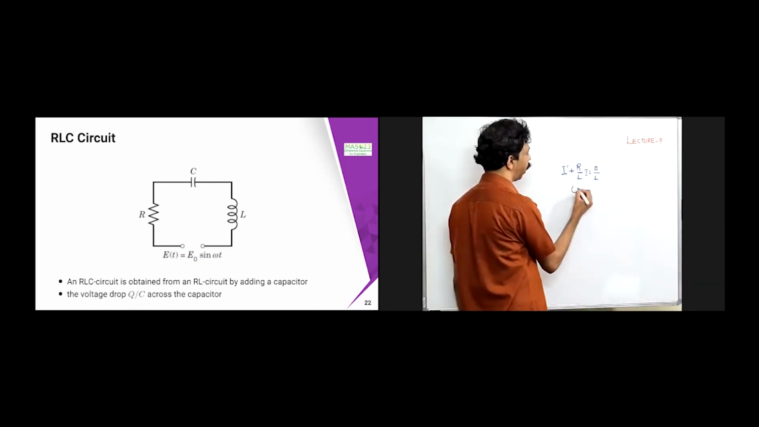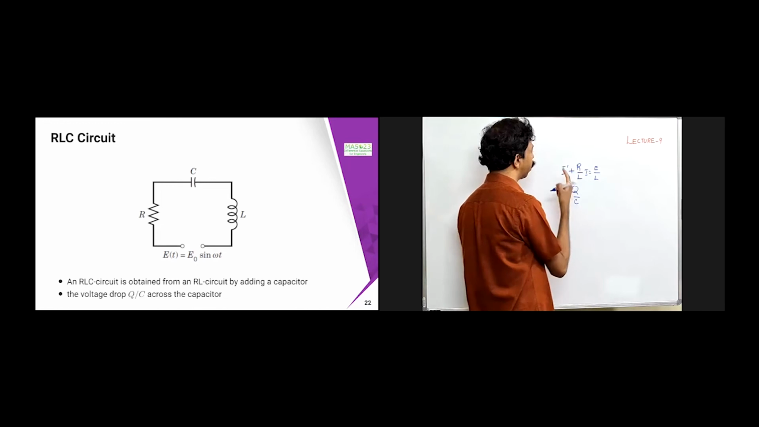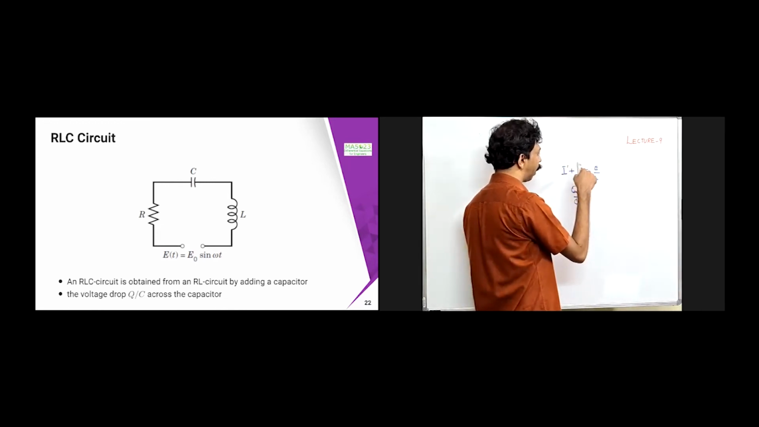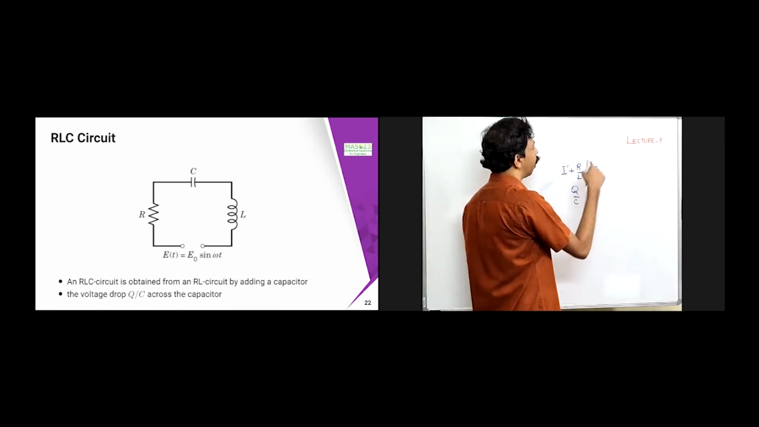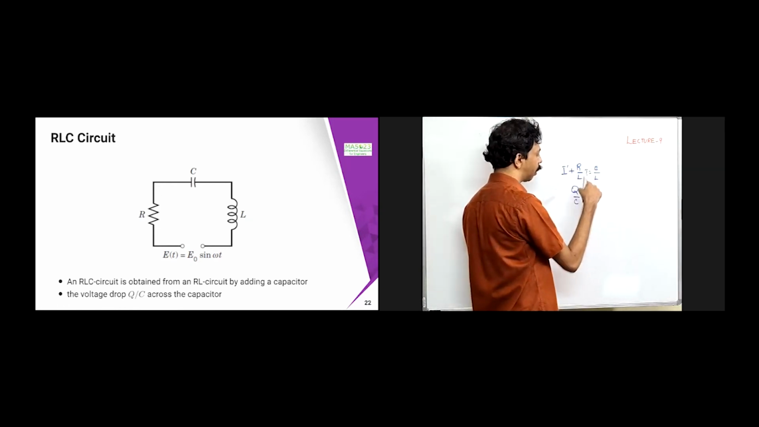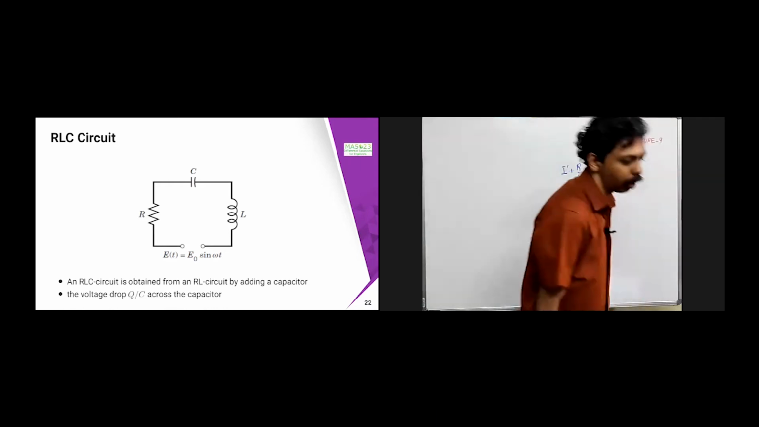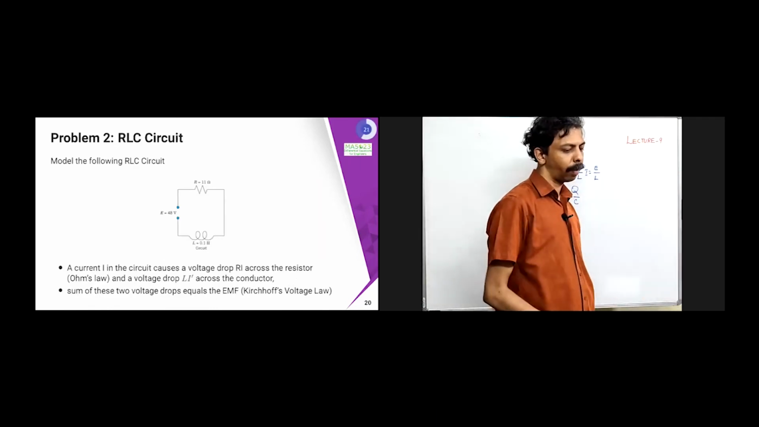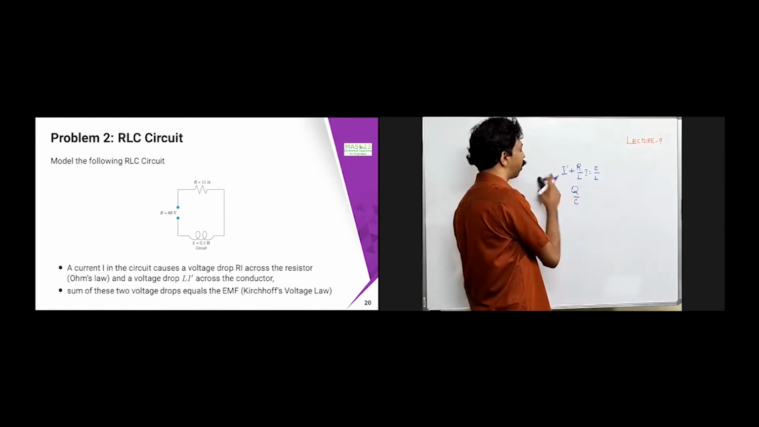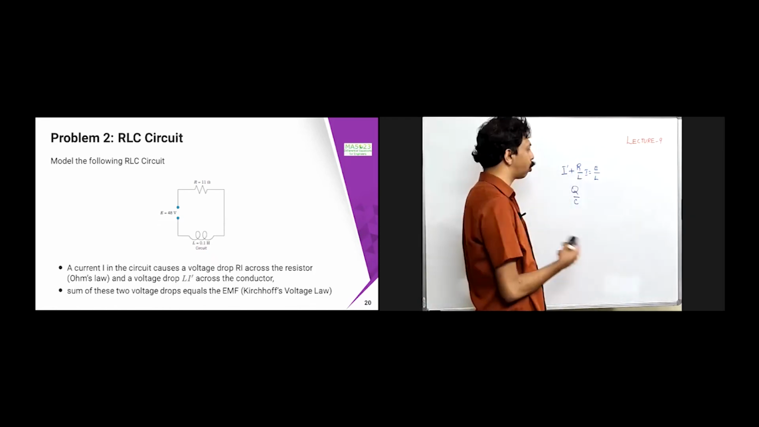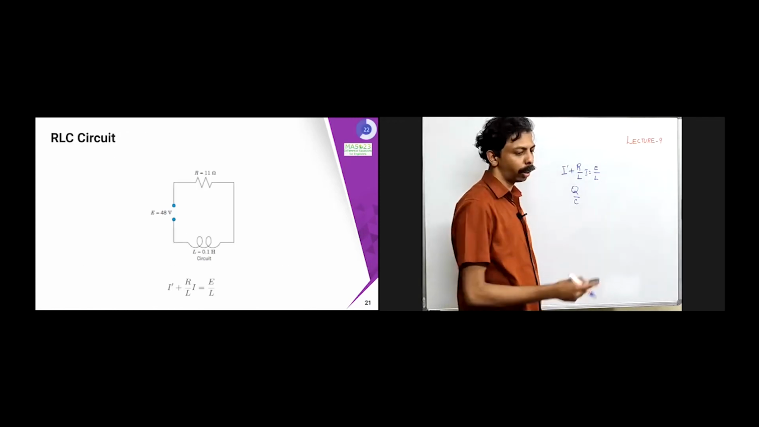The voltage drop across the capacitor is going to be Q by C. So in that case, you have three things. The voltage drop at the resistor is going to be Ri. The voltage drop across the inductor is going to be Li dash. So this is going to be Li dash, and this is going to be Ri. That is going to be equal to the electromotive force.